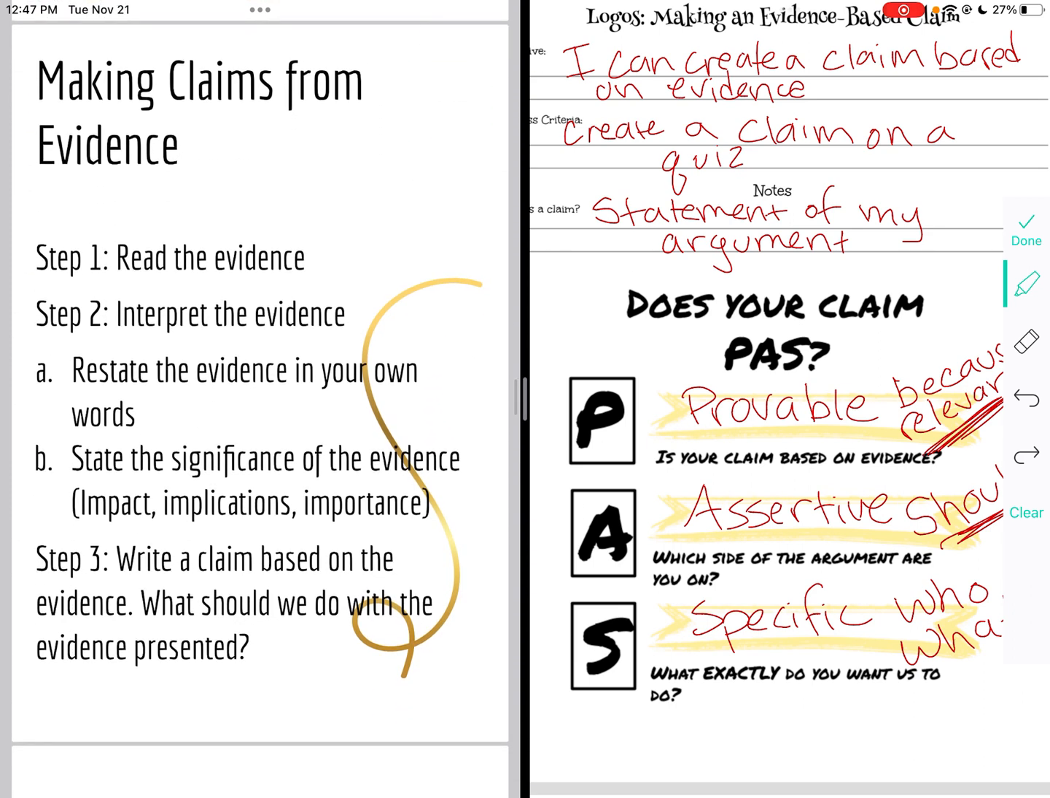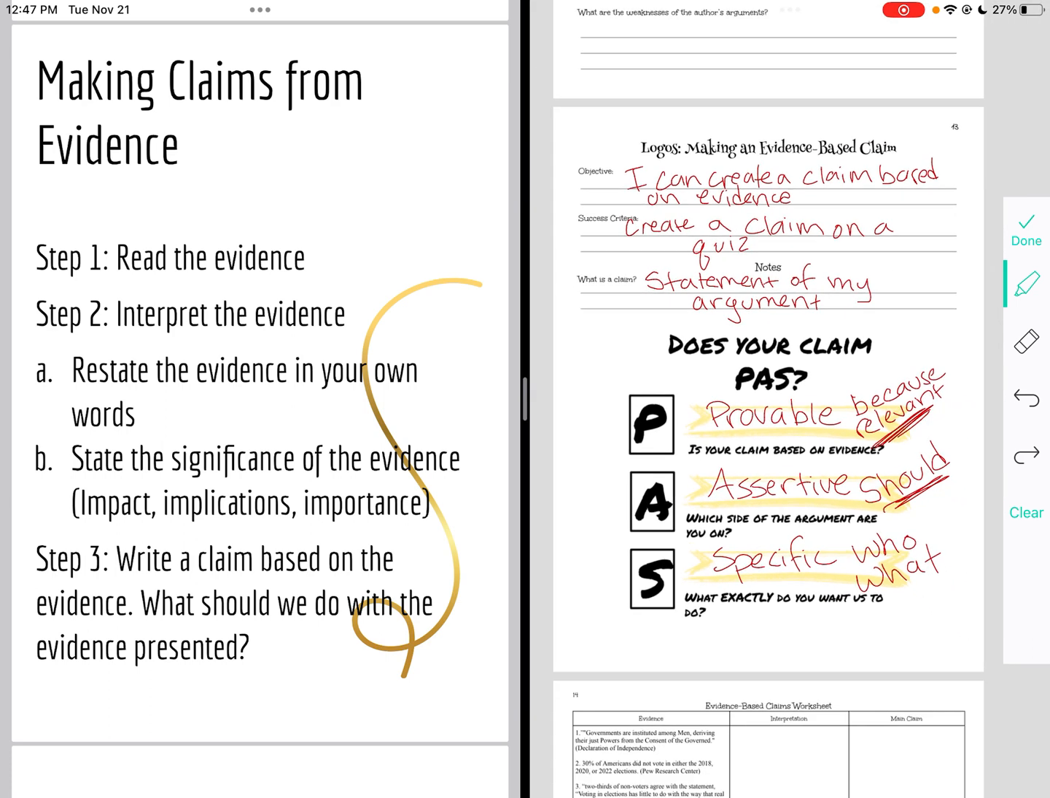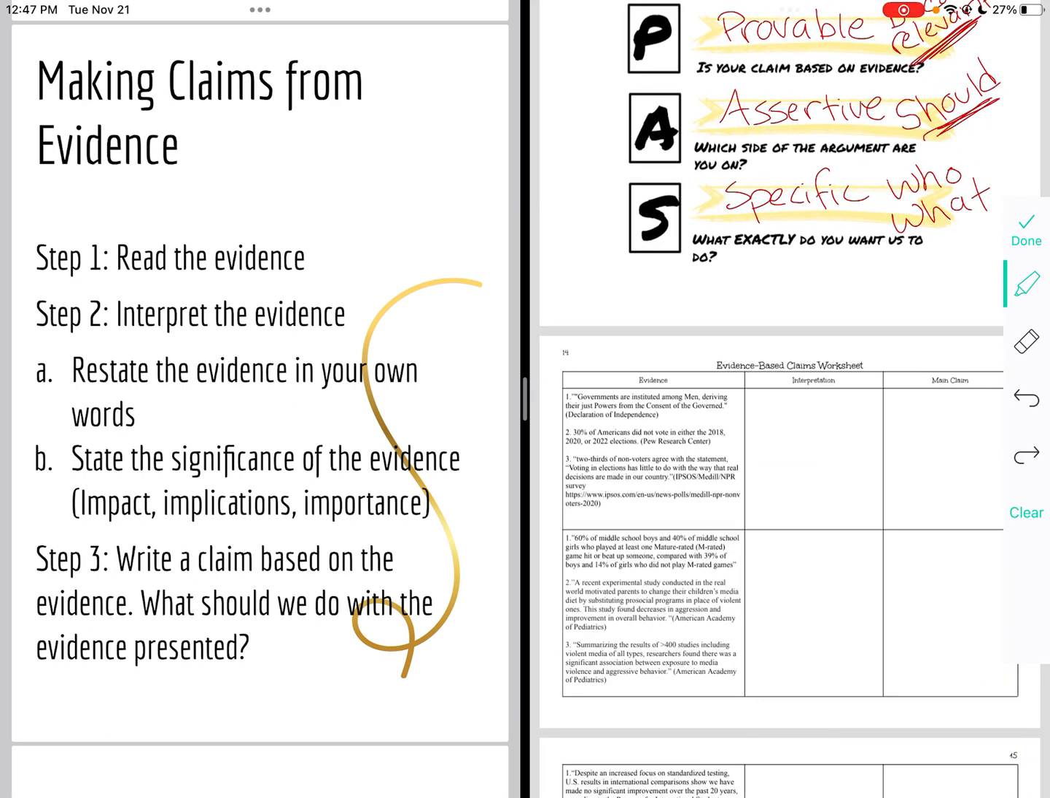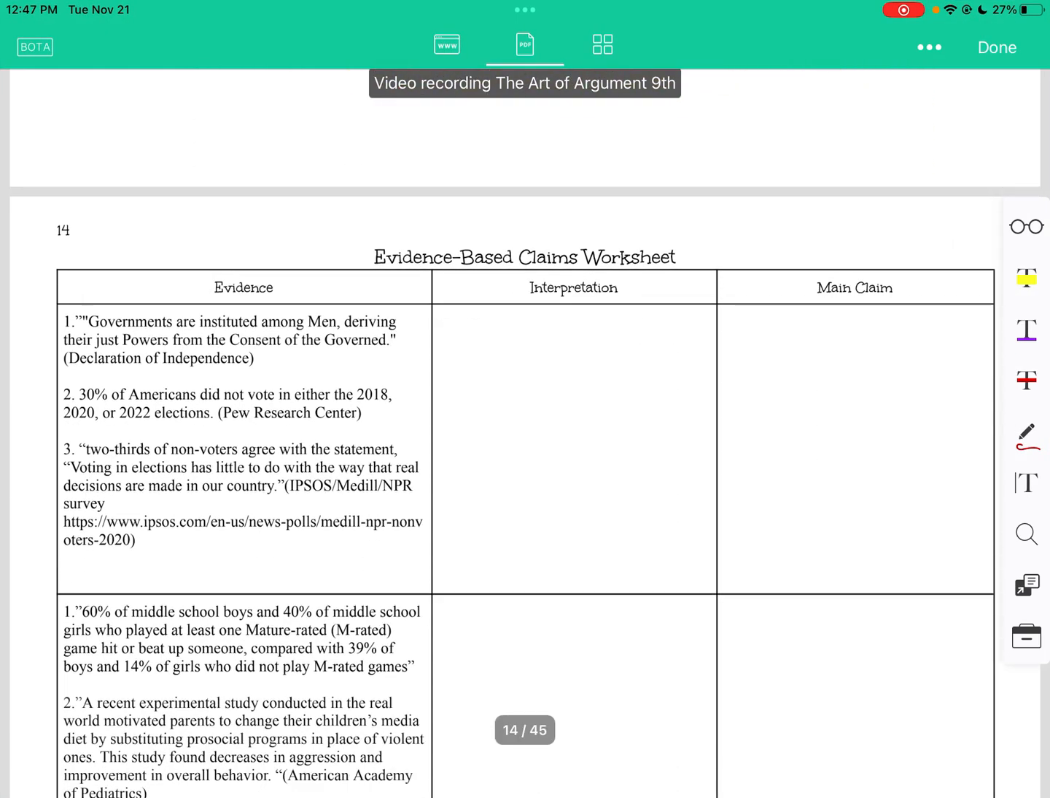Okay, so making claims from evidence. So here we're looking at your evidence-based claims worksheet. So step 1 is we're going to read the evidence. And that's over here. You see you've got 3 pieces of evidence over here in the box. Step 2 is we're going to interpret the evidence. That's this over there. And then step 3 is you're going to write a claim based on the evidence. So that's going to go over here. Now, I'm going to go ahead and push this over here so you can see it more clearly.